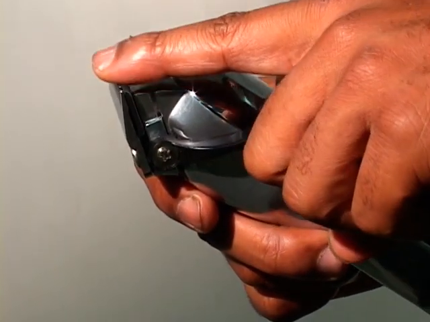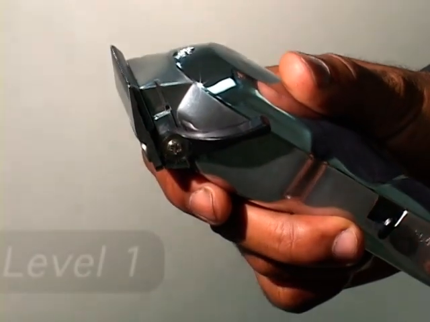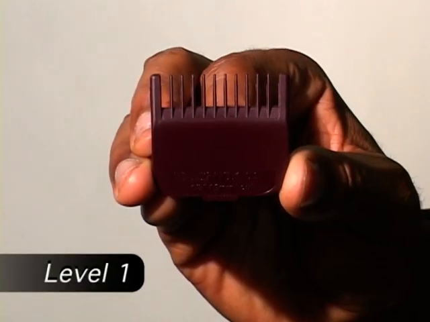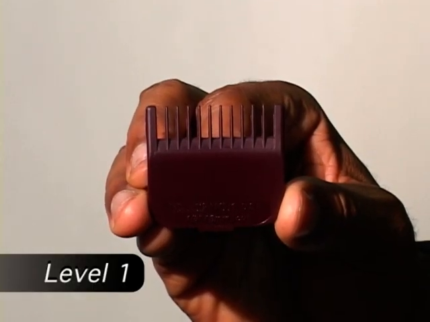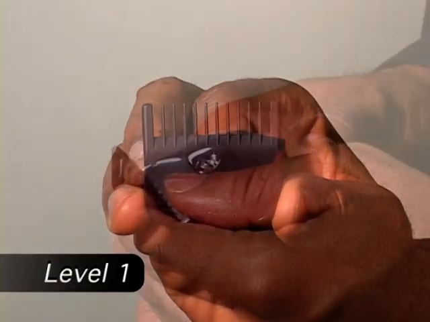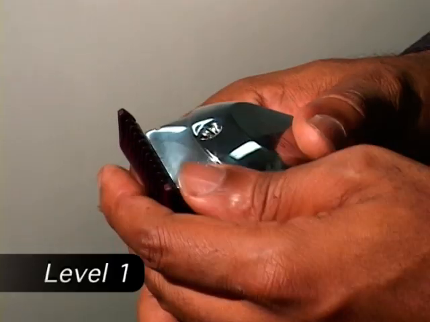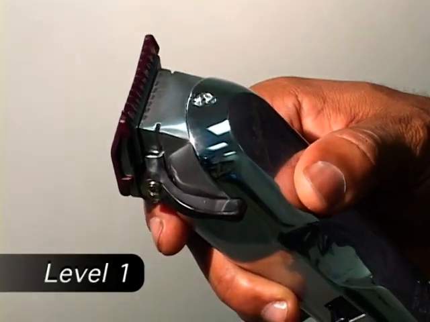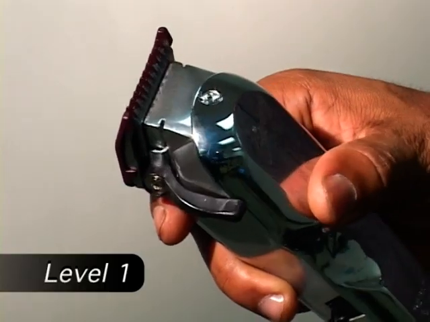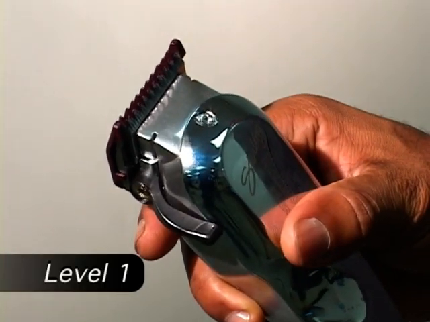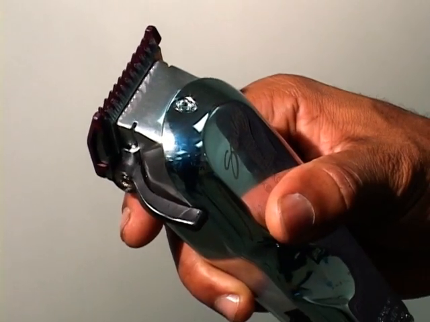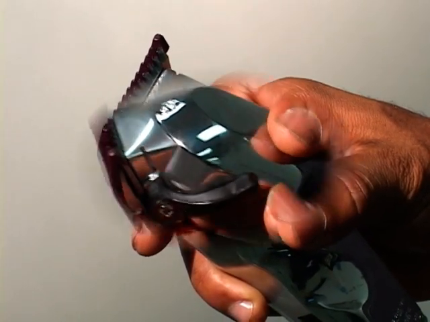Let's move into a higher level, and that level is a 1. The 1 level will always be identified by the number 1 engraved on the appropriate blade or guard attachment. This level is achieved by securing your number 1 guard attachment in its proper position on your magnetic clipper. When the process is complete, you are now operating at a 1 level. The 1 level leaves hair 1/8 of an inch long.